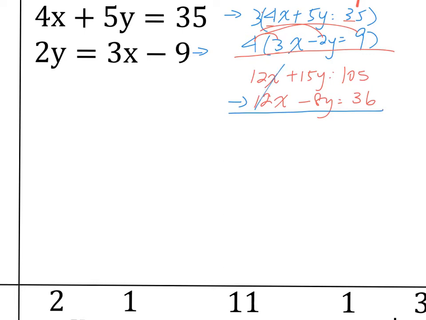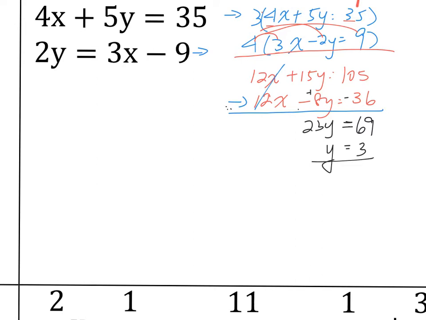Cancel this equation out. Negative, negative. This is going to be positive 23y. And then negative, positive, negative. We can subtract. So this would be 69. And then y would equal 3.